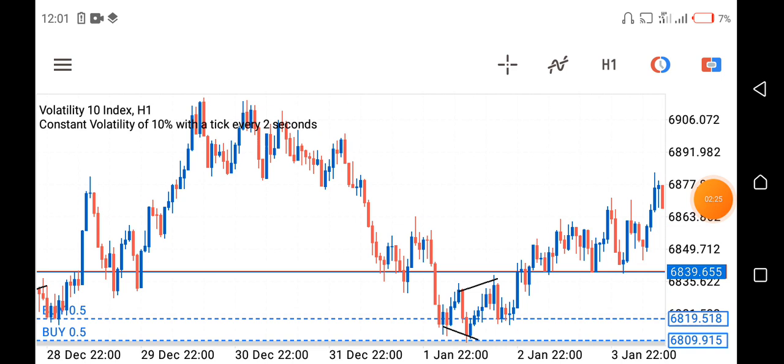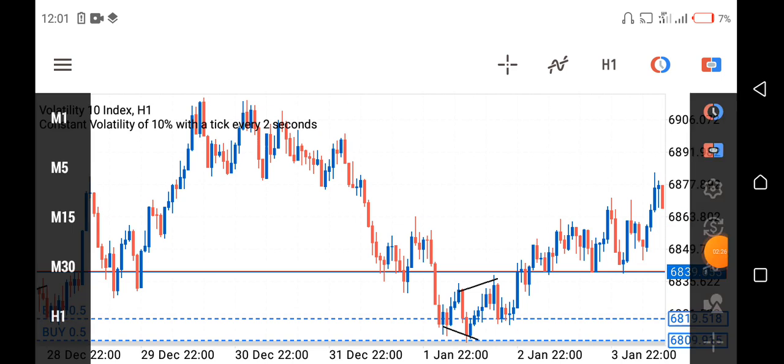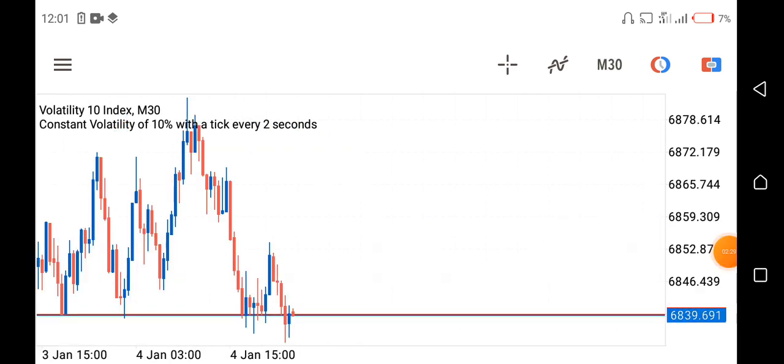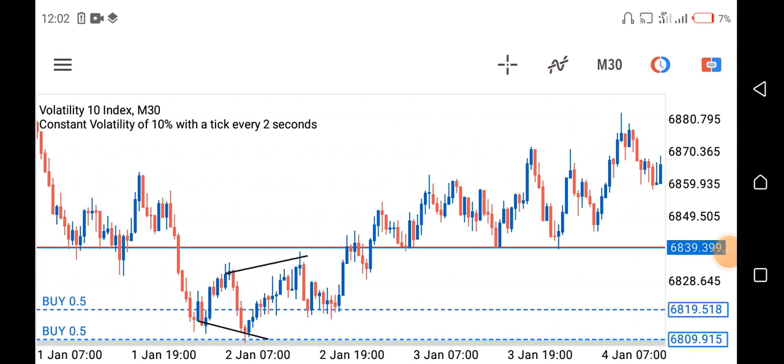So you see clearly from the 30 minutes time frame. See it. This high was taken up by this one, and this low was taken up by this one. So whenever you have a higher high and a lower low, you wait for the right shoulder to form where you have an order block, and then you take your trades.